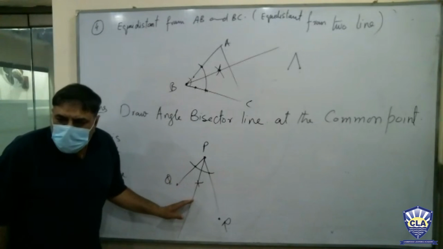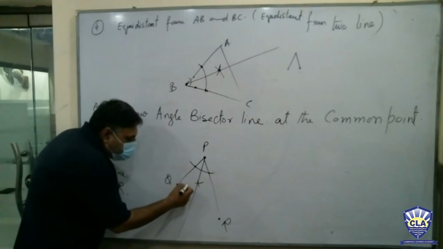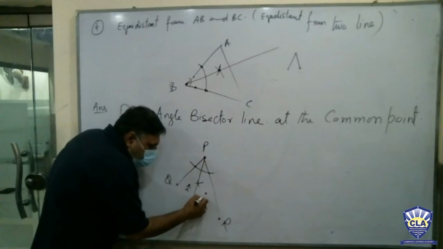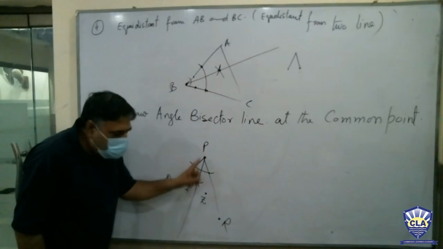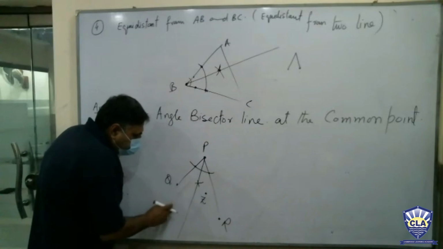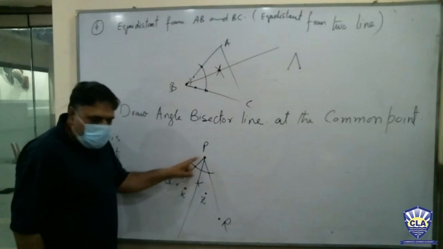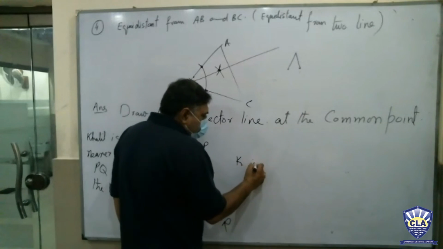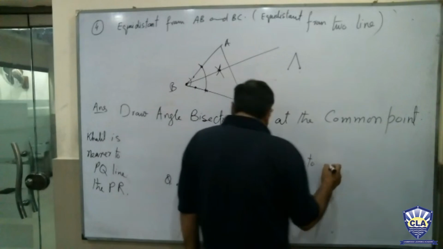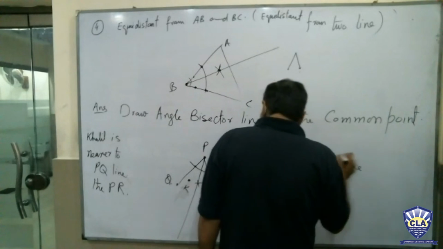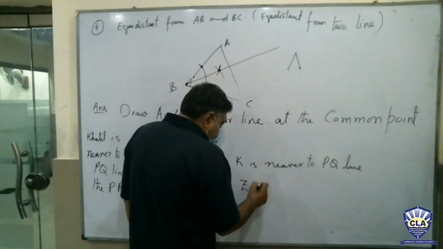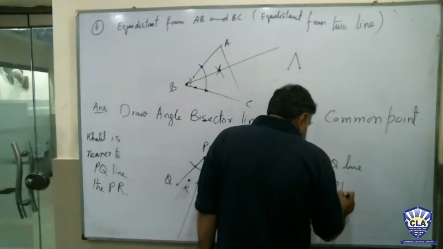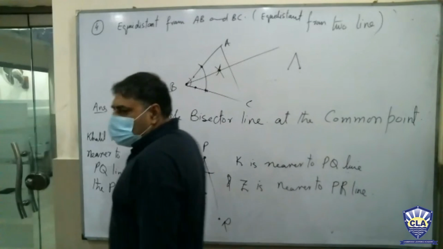It is the divider of the two lines. If a person is standing here, then he says, I am nearer to this line. A person standing there, say Z, says, I am nearer to PR. And what did K say? Khalil said, I am nearer to the PQ line. K is nearer to the PQ line, and Z is nearer to the PR line.